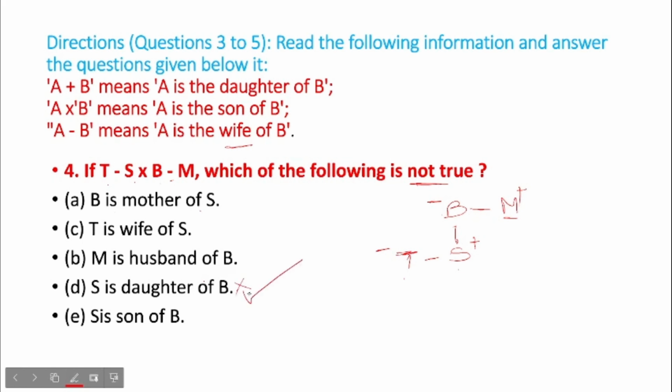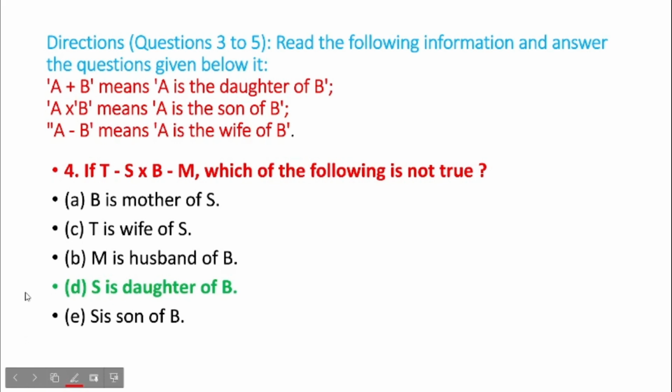So this would be the answer because S is son of B, right? S is male. So S is son of B. And okay, S is son of B is given here. So D is the answer for this question. Yes, D is the answer. So it's very simple. We just need to understand the relation clearly.